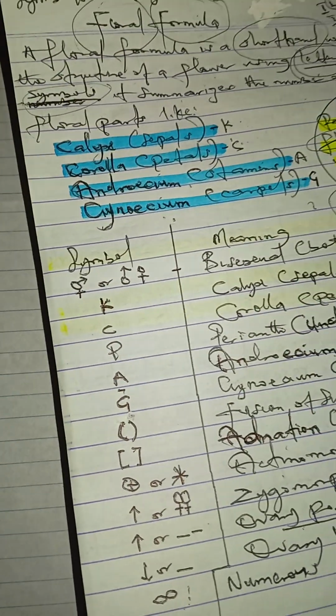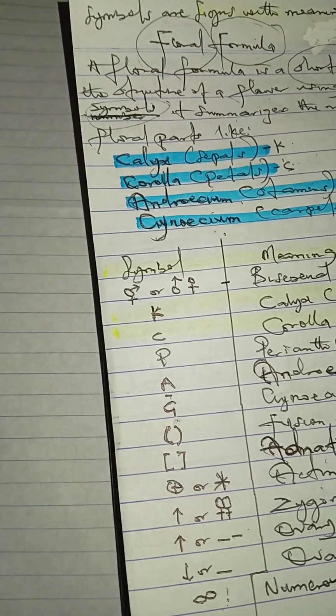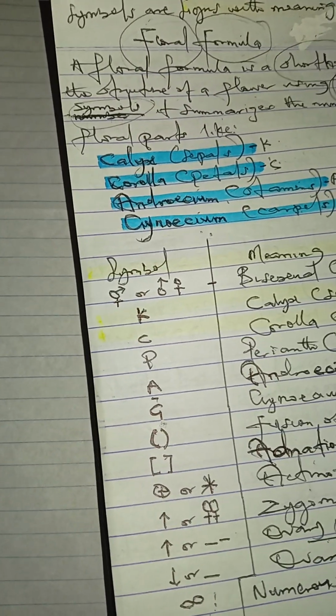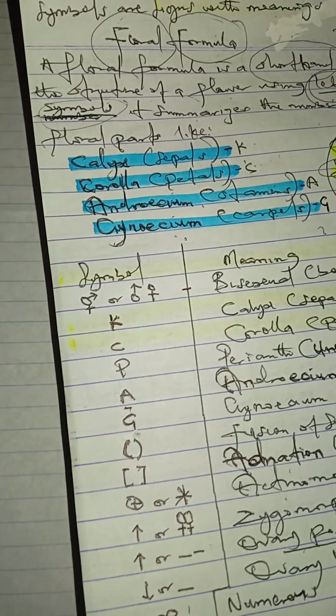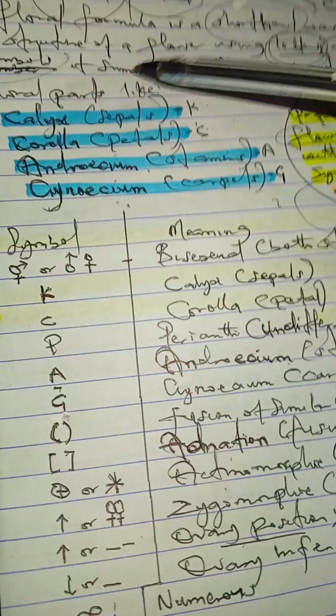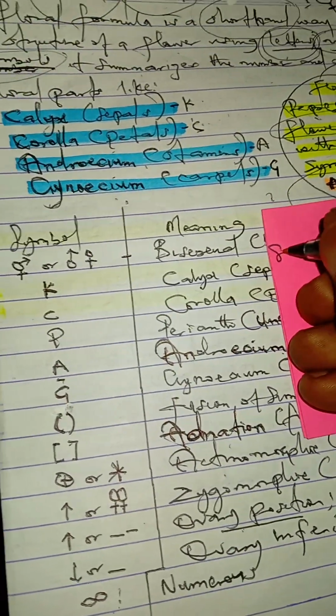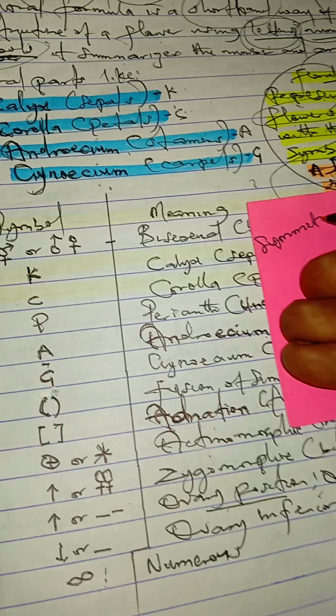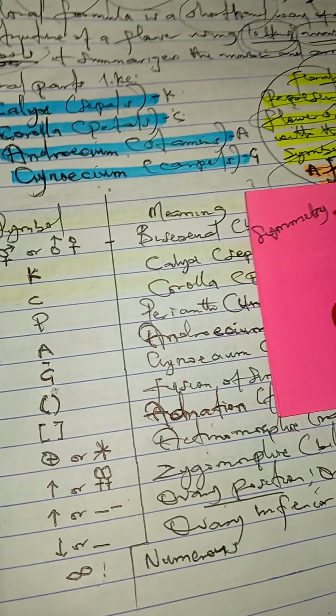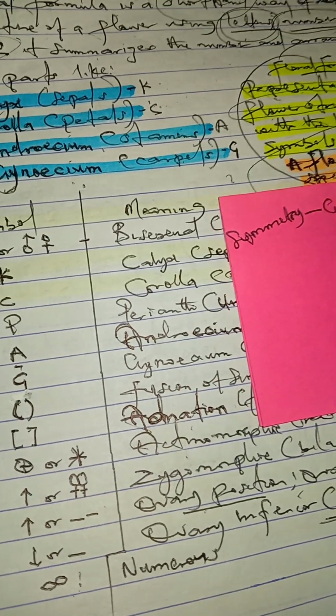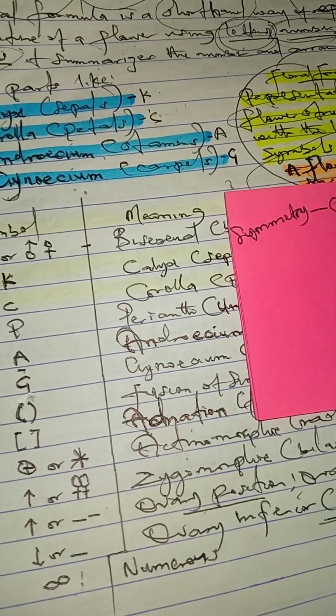Meaning, irrespective of the way you are writing your floral formula, you must make sure that the symmetry comes first, and then the last is the gynoecium.